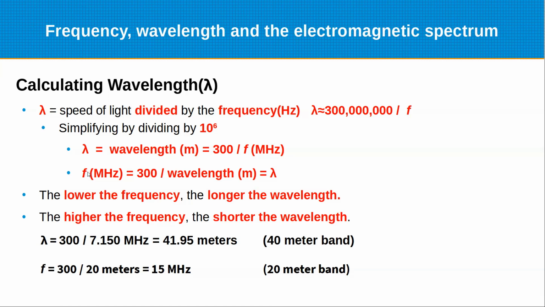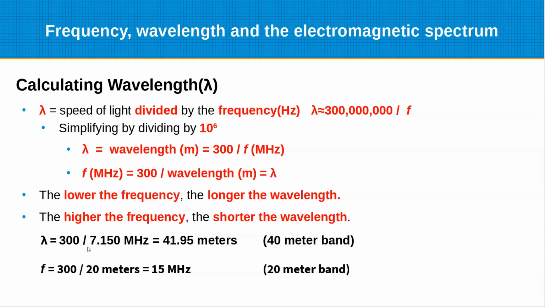Conversely, if you swap it around, if you want the frequency, you divide 300 by the wavelength. So you can go back and forth just by reversing the formula. The lower the frequency, the longer the wavelength. The higher, the shorter the wavelength. Test question. It kind of makes sense if you look at a sine wave. And the way you divide it, the higher number is going to make it shorter.